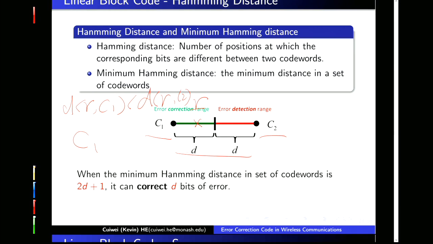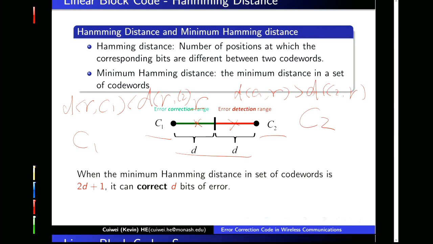So let's give another example. For instance, if R is not here, even though C1 is transmitted, what we receive, R, may be here. In this case, the distance RC1 is larger than RC2, which means R is closer to C2, so it has less distance. So we will assume that C2 is transmitted, which is not correct.